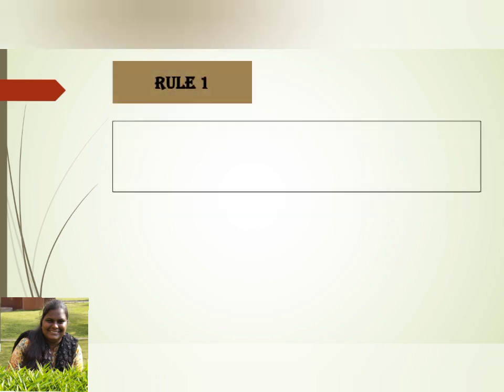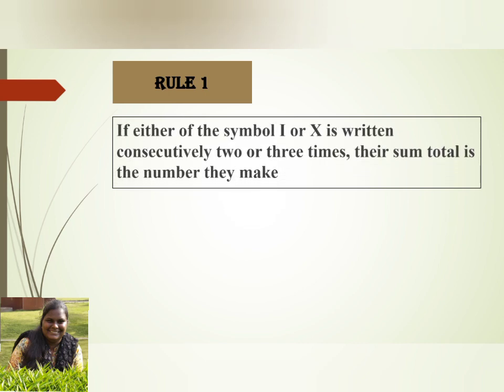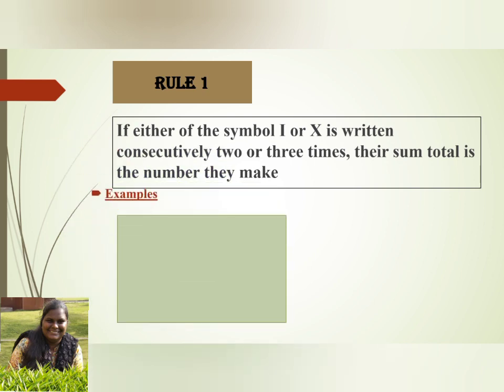Rule 1 says: if either of the symbols I or X is written consecutively 2 or 3 times, their sum total is the number they make. Now, what does this word consecutively mean? It means to repeat again and again. That means we can use the symbol I or X 2 times or a maximum of 3 times. And when we use them 2 or 3 times, we add up the numbers and we get the total. Let's look into this example to understand it in a better manner.